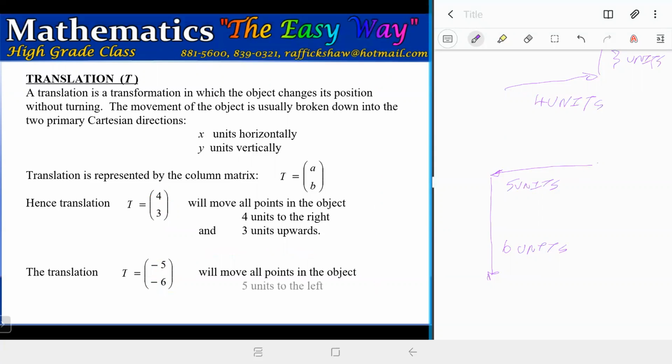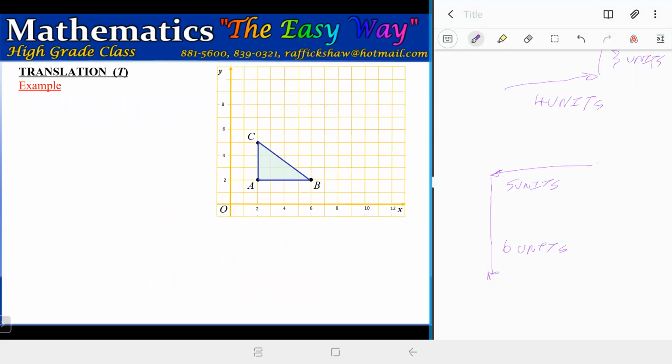All right, 5 units to the left, that's horizontally. 6 units downwards, that's vertically. All right, pretty straightforward. So let's look at this triangle. We're going to perform a transformation, and this is a translation. We're going to perform a translation on the triangle.